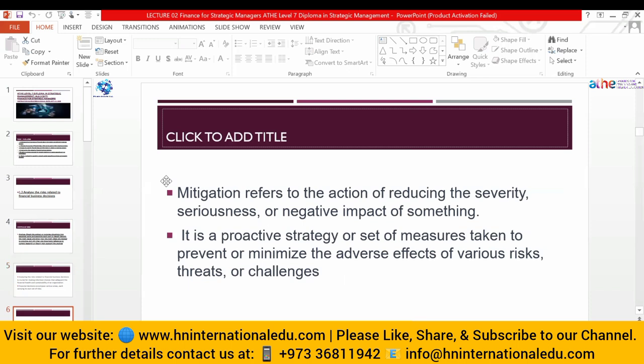Mitigation refers to the action of reducing the severity, seriousness, or negative impact of something. What it means, you cannot totally eliminate the risk. What you can do, you can reduce it. You can take another step in terms of the existing one, but the effects are going to be still there. It is a proactive strategy. It means you are going to take a set of measures taken to prevent or minimize the adverse effects of various risks, threats, or challenges.